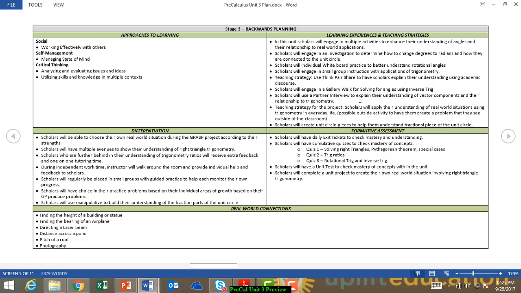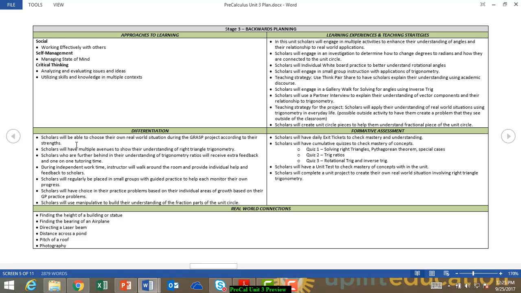Teaching strategy for the project, of course, if possible, go outside, see what they can find to create their situation and to solve a problem that they see in their neighborhood. It's challenging, but it can be done. I would also suggest, when we're talking about the unit circle, if you create fractional pieces of the unit circle, to lay out the parts and be able to help kids count using radians. That is a very good strategy to use.